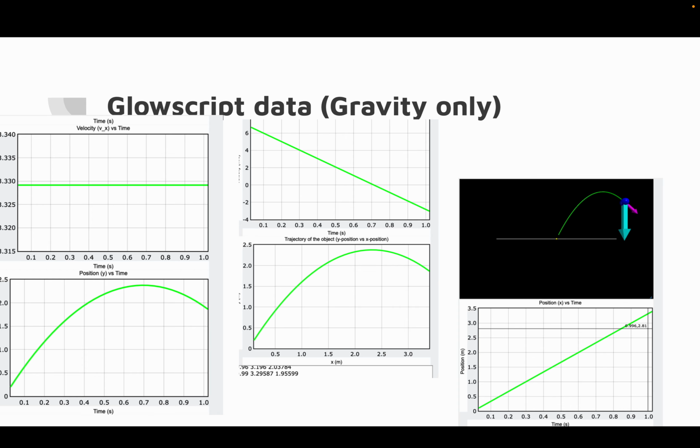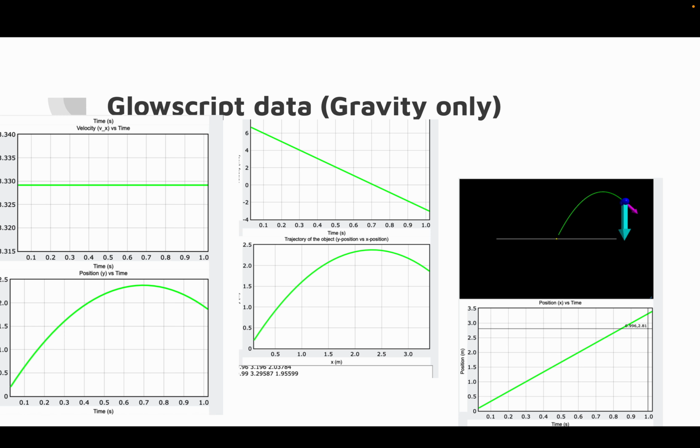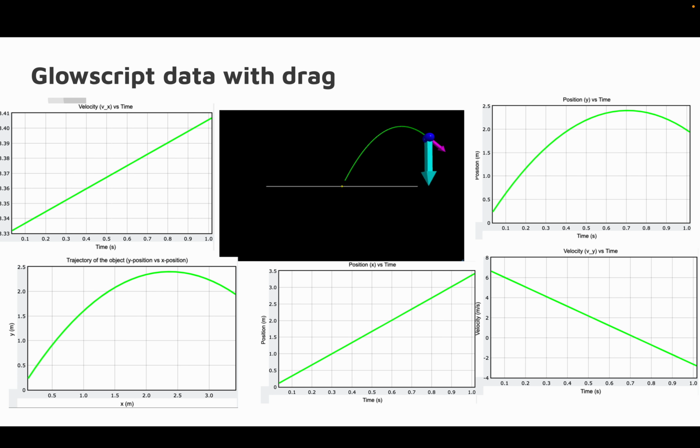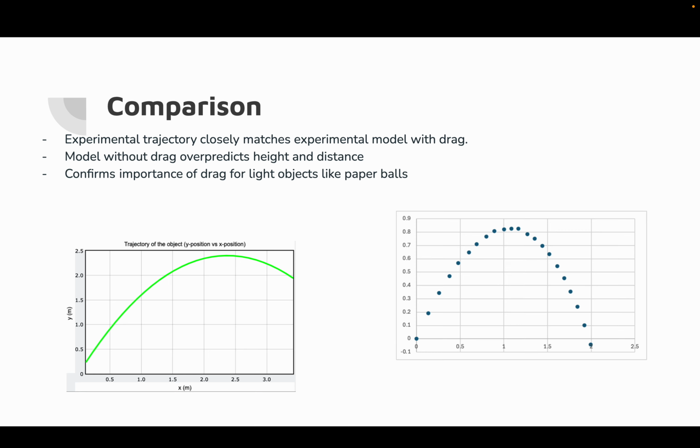On GlowScript, this is what everything looked like. Velocity versus time was constant, position versus time. With drag, this is a much better representation. You can see how the graphs are a little different. This showed more with air resistance and how a realistic depiction would be. This is the code. F-drag, again, is the drag force equation.